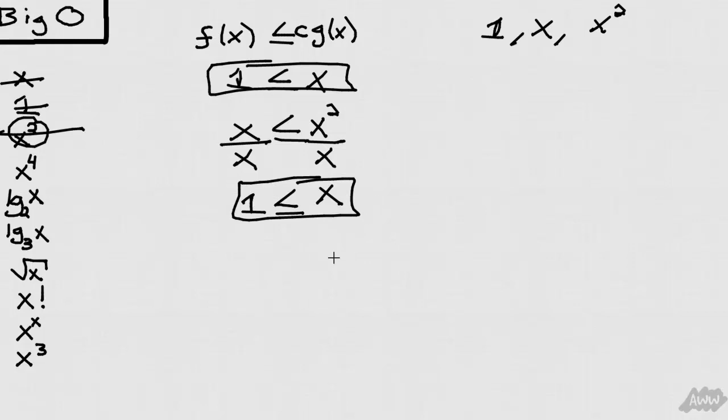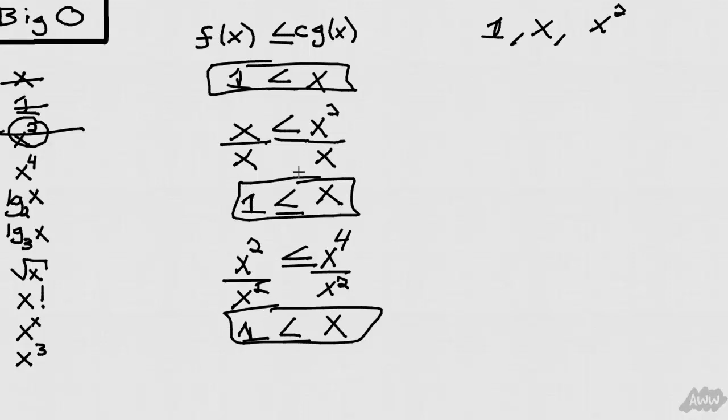We'll move on to x to the fourth. We want to know if x to the fourth is bigger than x squared. We can use the same trick here. We'll divide by x squared, and you get 1 is less than or equal to x. Once again, that is true, so x to the fourth is larger than x squared. What we have so far is 1 is Big O of x is Big O of x squared is Big O of x to the fourth. This can also be written like this: 1 is less than or equal to x is less than or equal to x squared, etc. By this expansion, we see that 1 is also less than or equal to x to the fourth. So 1 is Big O of x to the fourth, in addition to Big O of x squared, in addition to Big O of x.